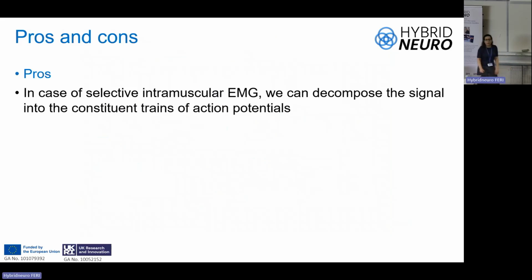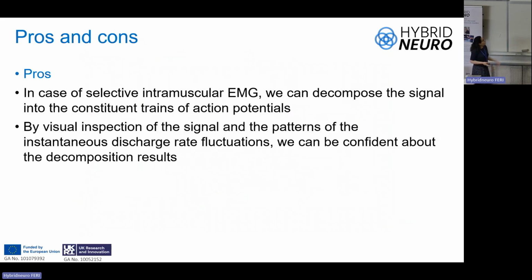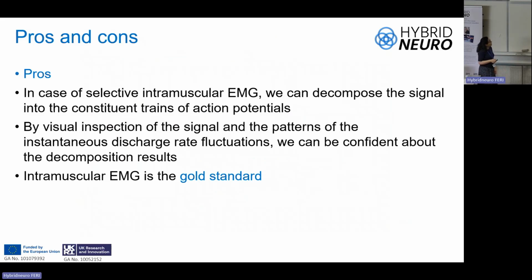What are the pros and cons of these intramuscular electrodes? A good thing is that you can detect the activity of motor units. You can perform the decomposition. And you can also do it via visual inspection if the signal is sparse enough, so if the electrode is selective and if the force level is not too high. For this reason, intramuscular EMG is considered the gold standard and has also been used to validate the decomposition of surface signals. But there are also some disadvantages.